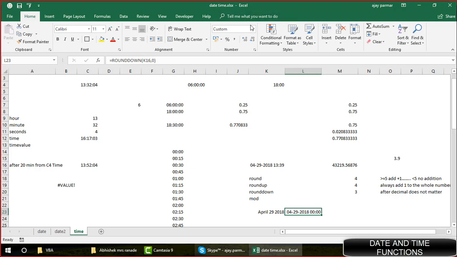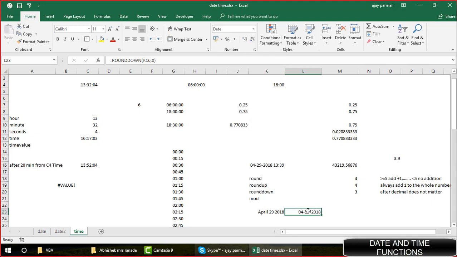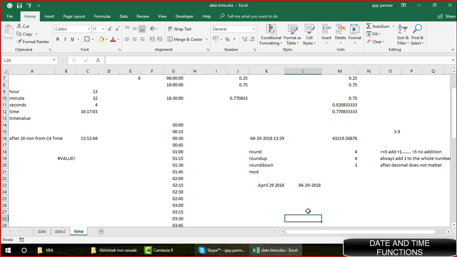The moment you go in the custom formatting to remove this 00, because 00 is nothing, and you just write here date, you see that you are able to extract the date. So many guys in MIS know that round down is used, but they don't know actually what is happening in the background, they're just using it. But now you know how it is happening.